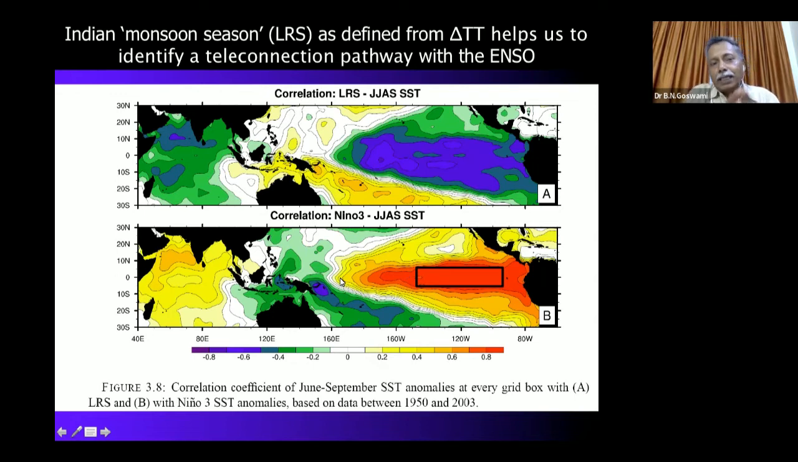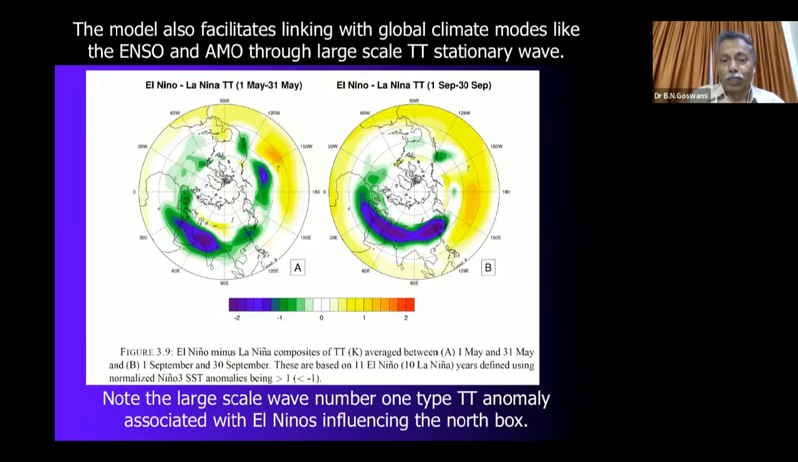In other words, that length of the monsoon season, which is associated with the monsoon rainfall, and this comes from tropospheric temperature, is strongly associated with the El Nino. Of course, we know that El Nino and monsoon are related, but this gives us a way to understand how the El Nino affects the monsoon. How does it affect the monsoon? If we look at the tropospheric temperature, this is what I was mentioning just a few minutes ago. So suppose I take the tropospheric temperature associated with the El Nino events.